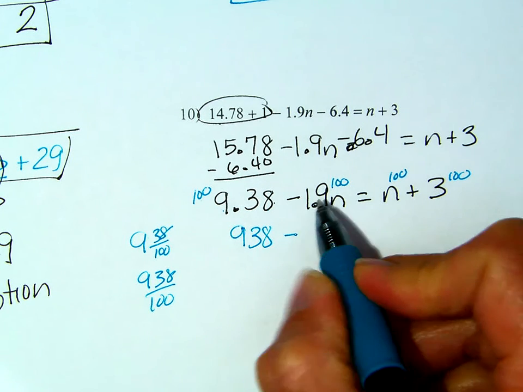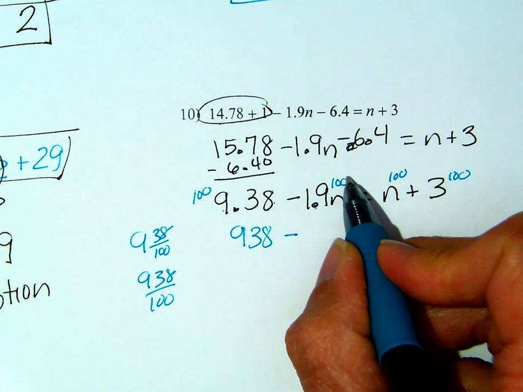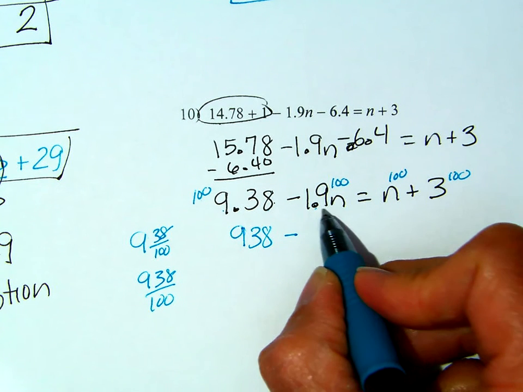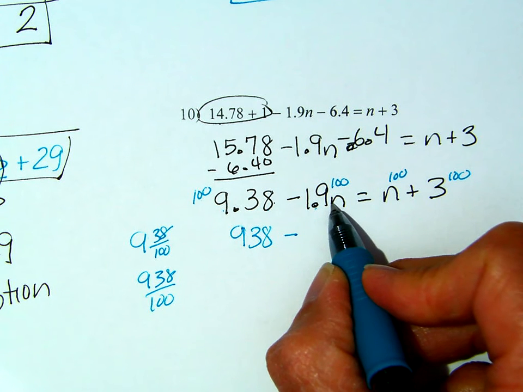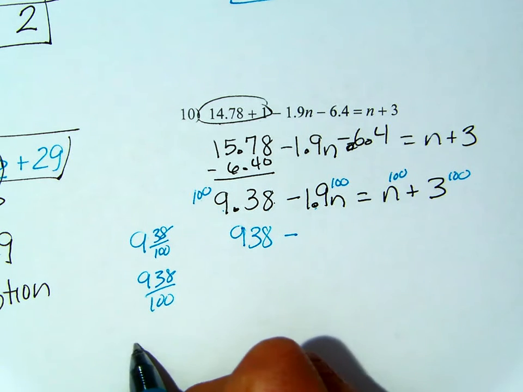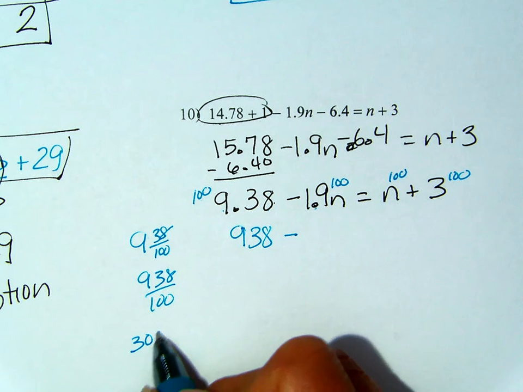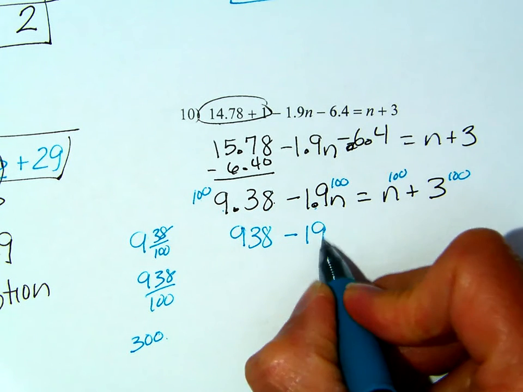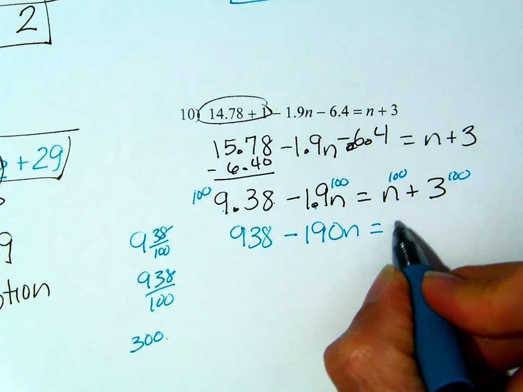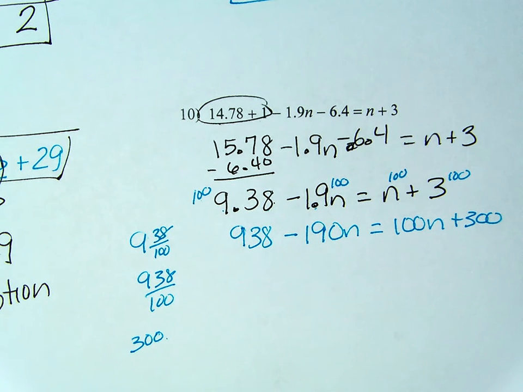When I multiply 1.9 by 100, remember, our system is base 10, so 100 moves the decimal place over 2 times, because every time you move the decimal place over 1, you're multiplying by 10, right? If you have 3 and you multiply it by 10, you get 30. If you had 3 and you multiplied it by 100, you get 300. So the decimal place is going over. That's how that works. So that'd be 190n equals 100n plus 300. You don't have to do it this way, like I said. You can just go back to the decimals and do it that way.